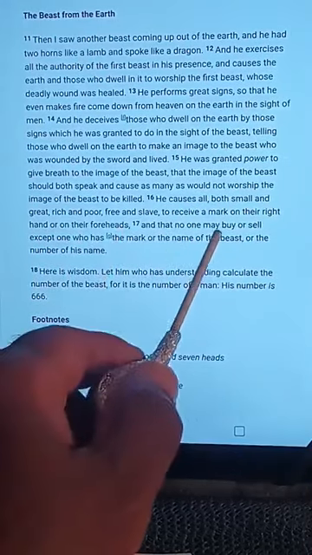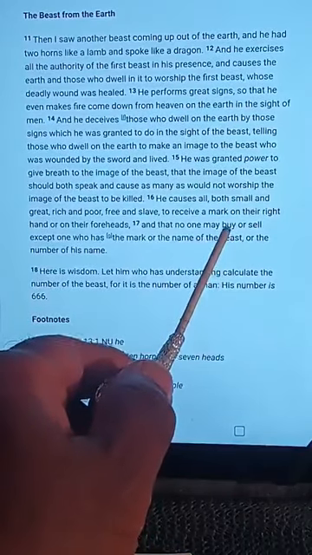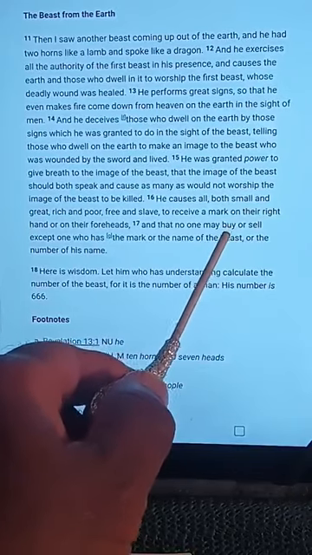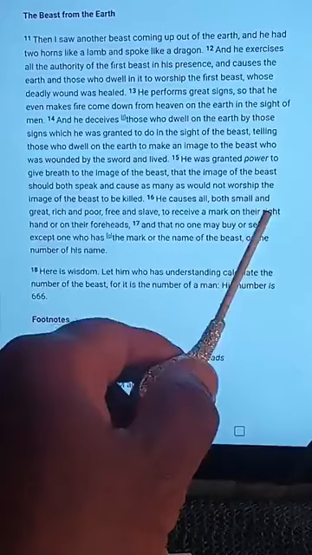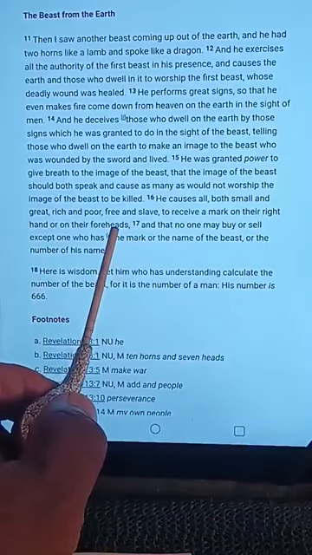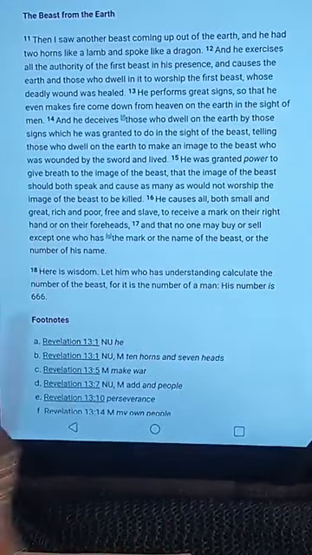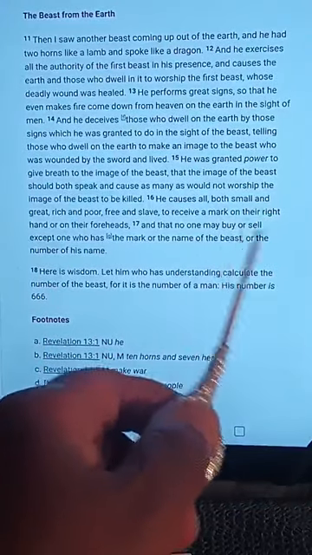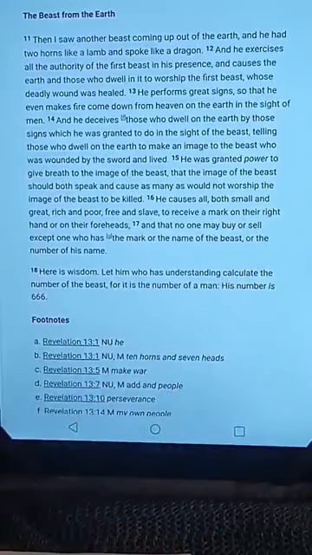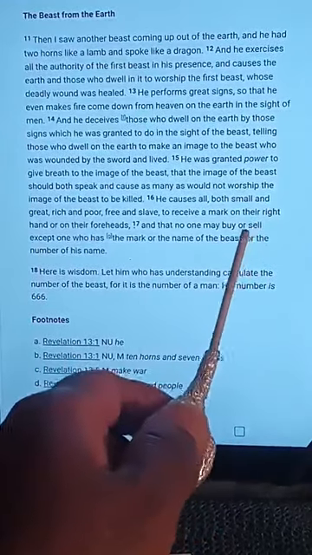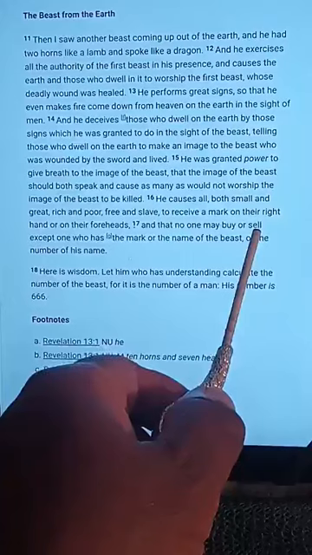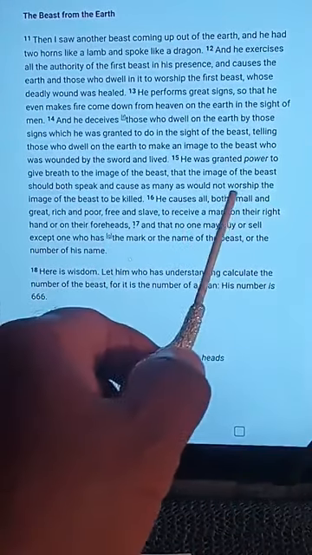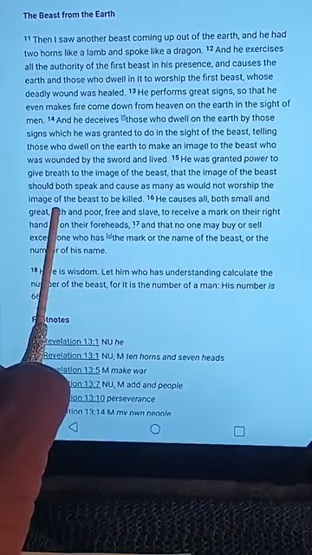If they don't, they can't buy nothing. You can't go to the grocery store. You can't go to the movies. You can't go to the airport. You can't go to a hotel. You can't buy gas unless you have the mark on your right hand or on your forehead. If you own a cleaning service, you can't sell your cleaning service. You can't sell nothing. You can't go to the flea market and sell nothing. You can't be a street vendor who makes hot dogs or make tacos. You can't do nothing. You can't buy or sell nothing unless you have the mark on your right hand and forehead. But before that, you have to worship the image of the beast.